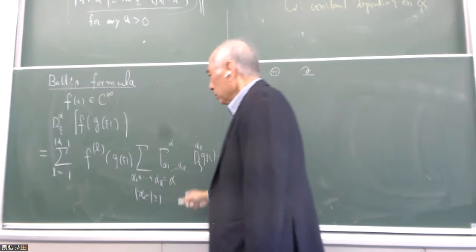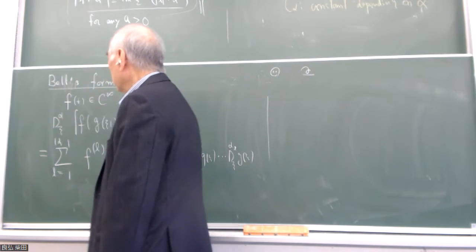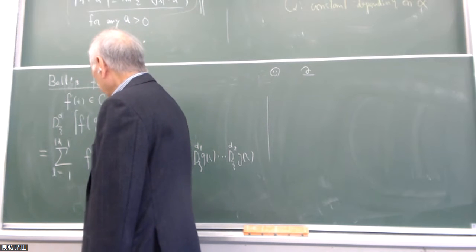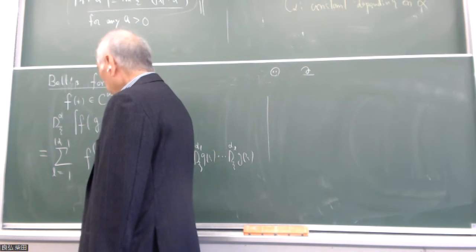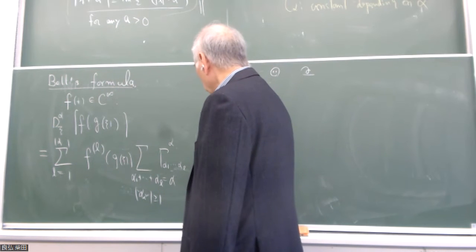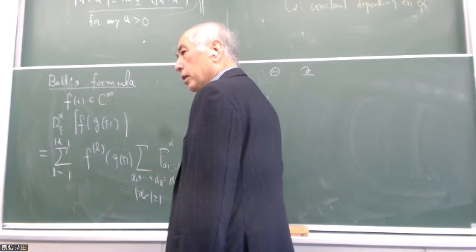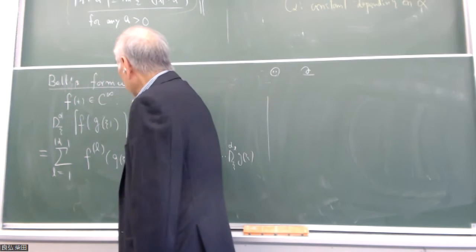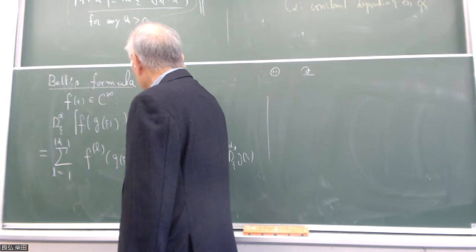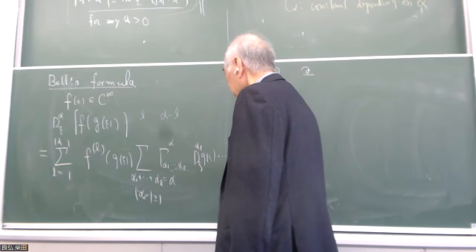So this means that the derivative alpha, L order derivatives come here. Then you have some product of derivatives of g, an L product. First you differentiate L times, and then the remaining alpha minus L derivatives come to this product.